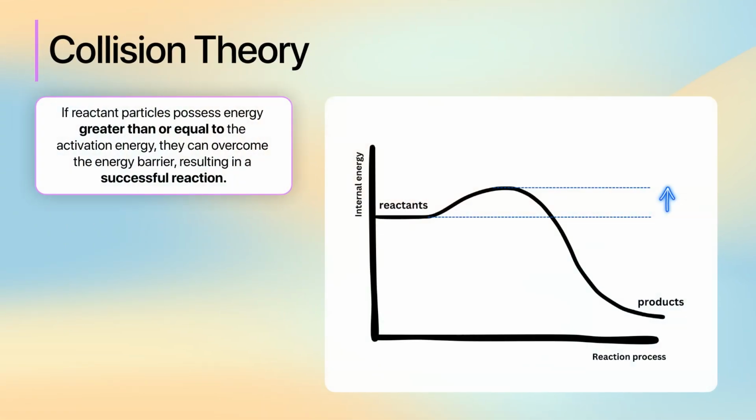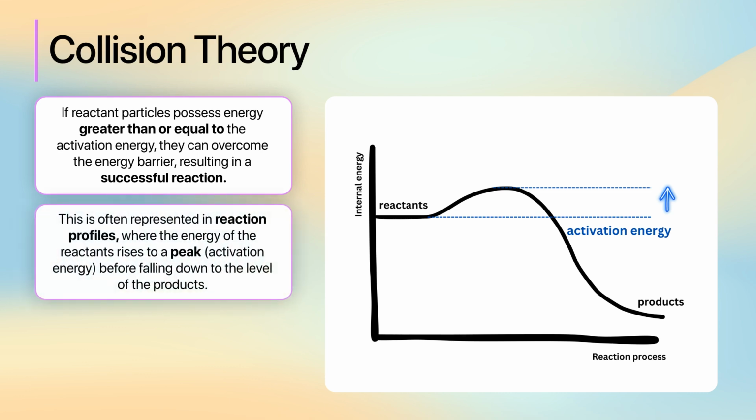During a collision, if reactant particles possess energy greater than or equal to the activation energy, they can overcome the energy barrier, resulting in a successful reaction. This is often represented in reaction profiles, where the energy of the reactants rises to a peak, the activation energy, before falling down to the level of the products. The activation energy plays a crucial role in determining the rate of a reaction.